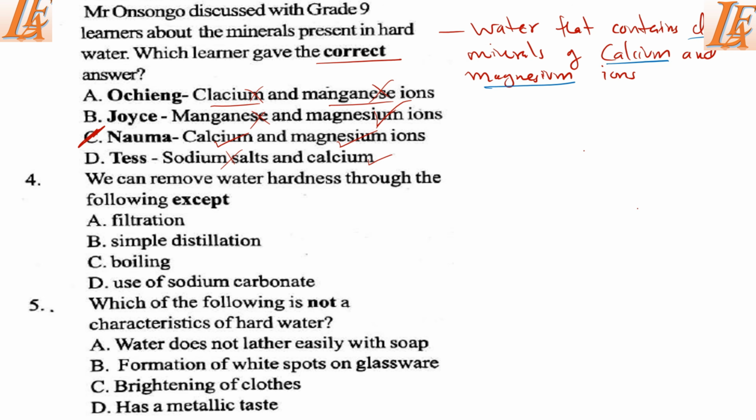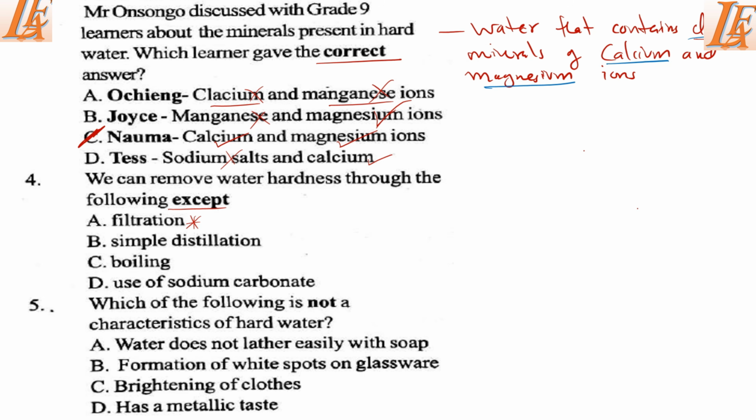The fourth question, we can remove water hardness through the following except. So we have a set of methods of removing water hardness. Which one is not? The first one that we are given is A, filtration. Filtration cannot be used to remove substances that dissolve. Remember, we have said hard water is water that contains dissolved minerals. So filtration is not, because filtration only separates substances which cannot dissolve, like water and sand. So in this case, filtration is incorrect.